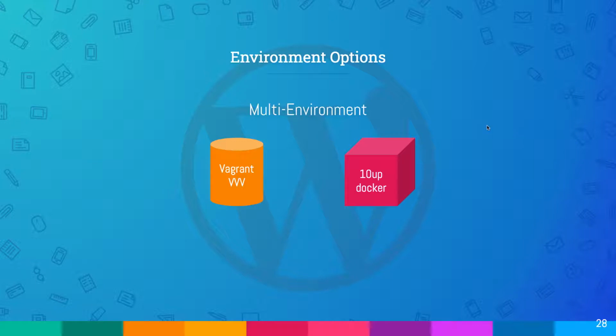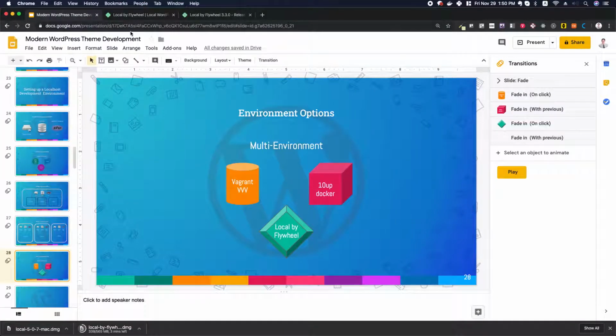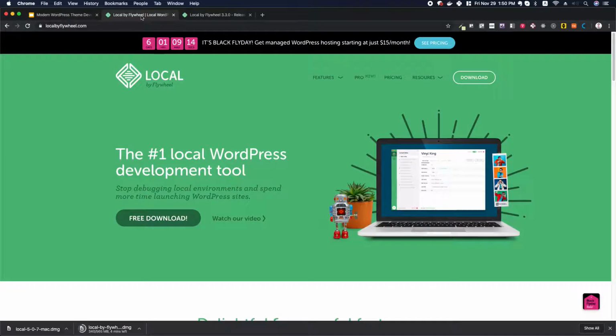So the third option that I'm going to present here is called Local by Flywheel, which includes a single installation package and a graphical user interface for creating new sites. So we'll be employing this tool in creating our WordPress themes. So why don't we head over to Local by Flywheel to grab the download package and begin the installation on our computer. So you can see here that there is a free download right there.